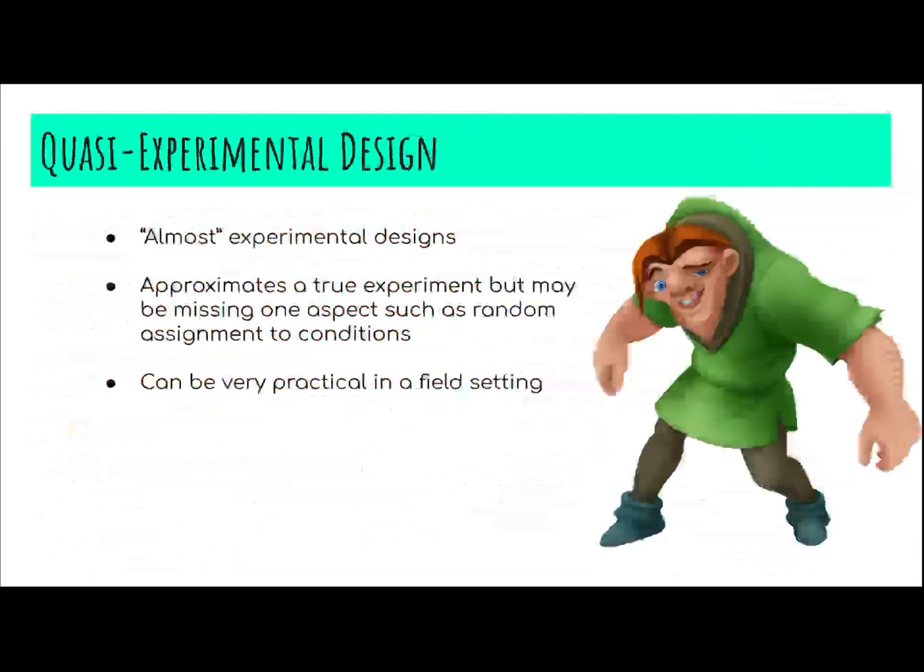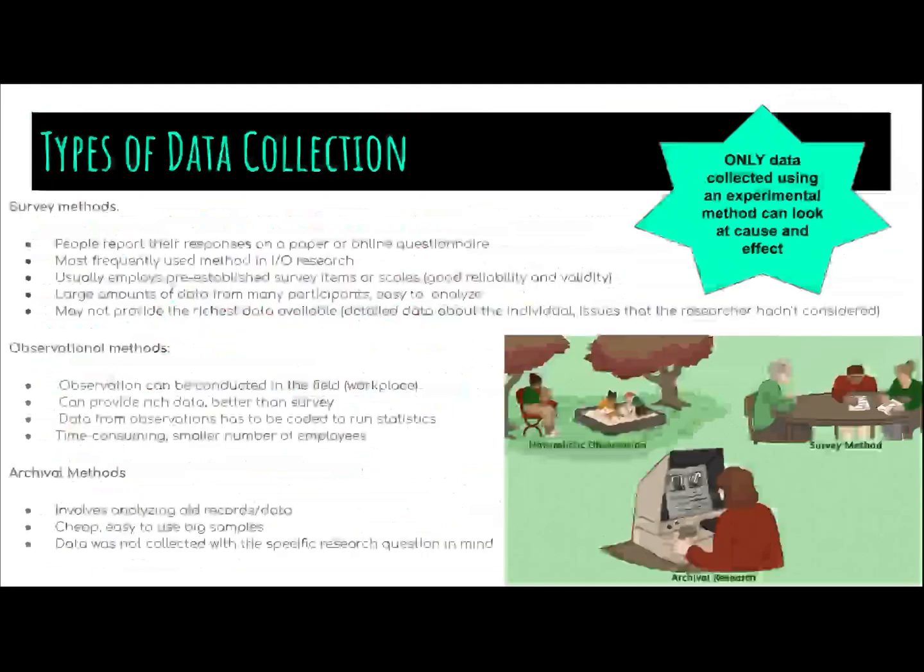A quasi-experimental design, as you can imagine, is almost an experimental design. It's similar to an experiment, but sometimes just missing one of the important things, like maybe random assignment to the two groups. These can be very practical in a field setting. For example, I could find an organization that already uses genes passes and an organization that already does not use genes passes and compare those two. We don't have random assignment in this case, but we do have a control group and an experimental group, and their data is still valuable.